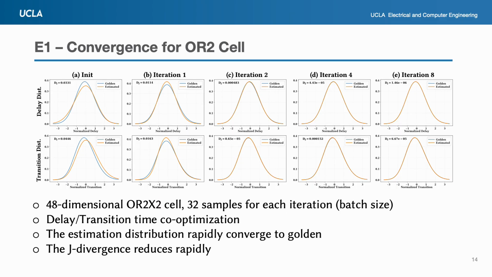In the first experiment, we validate our work with a 48 dimensionality nor2 circuit and use 32 samples for each iteration, which is also the batch size. And it is a delay transition timing co-optimization task. And you can see that the orange estimated distribution rapidly converges to the blue golden distribution. And you can also use the JS divergence to confirm that observation.